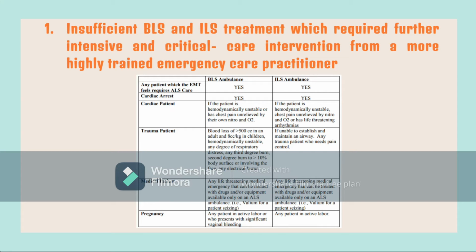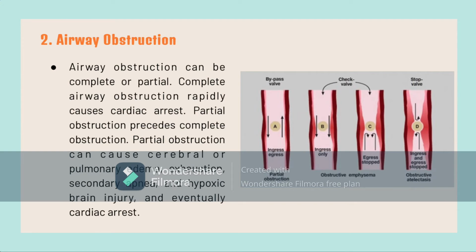If unable to establish and maintain an airway, any trauma patient who needs pain control, the trauma patients should be referred to ALS. And for the pregnancy, so any patient in active labor under the ILS ambulance, this should be referred to ALS. For the second medical emergency, we have airway obstruction.